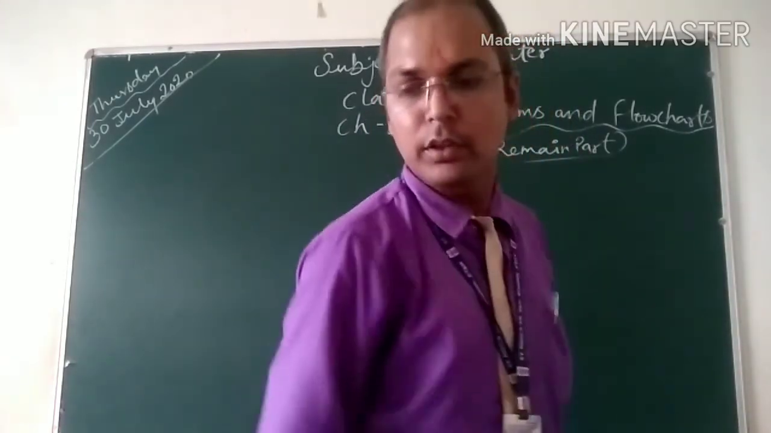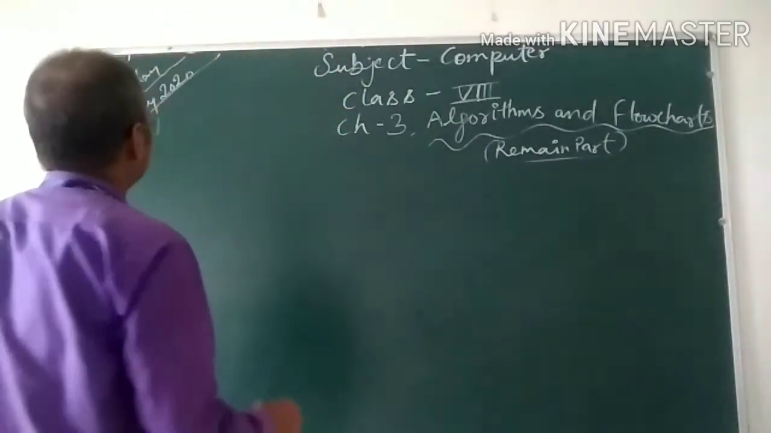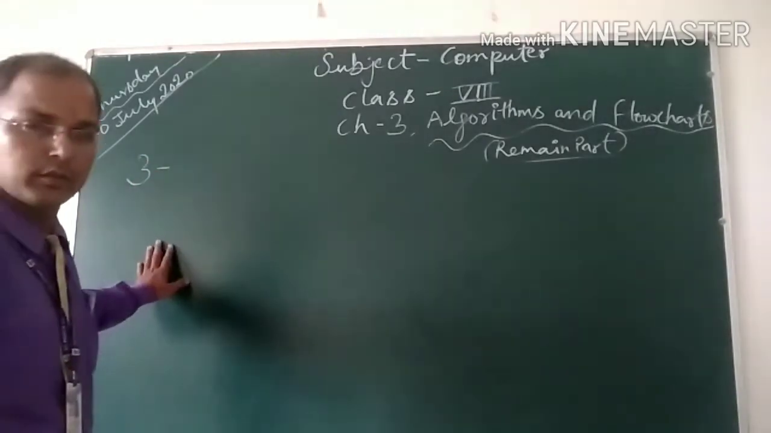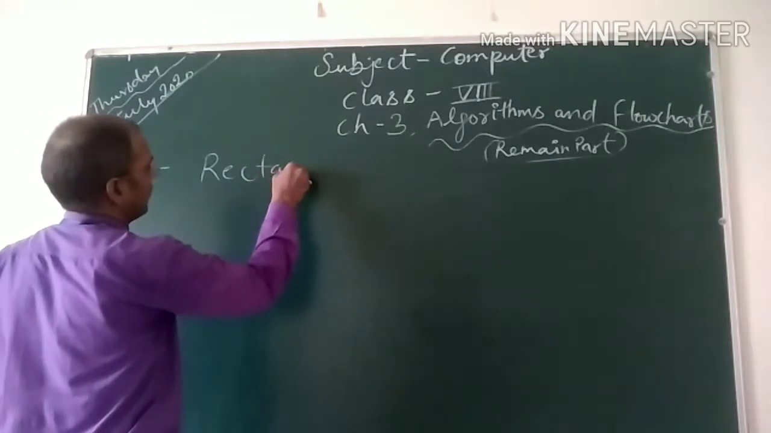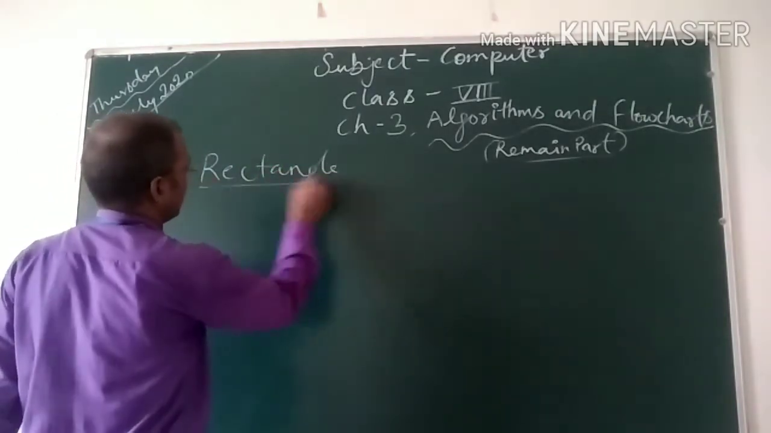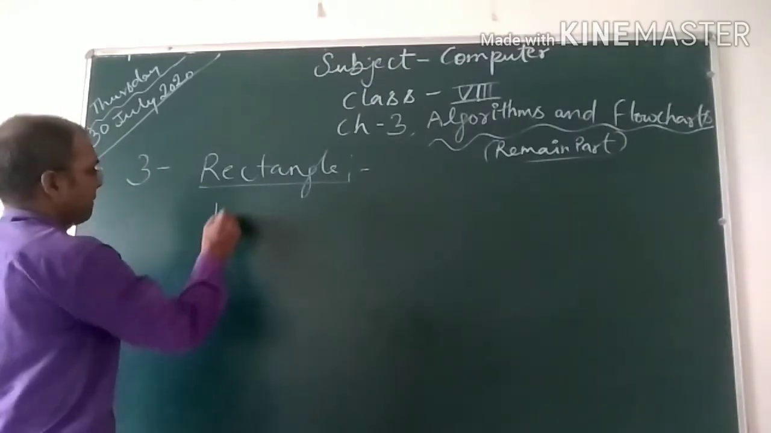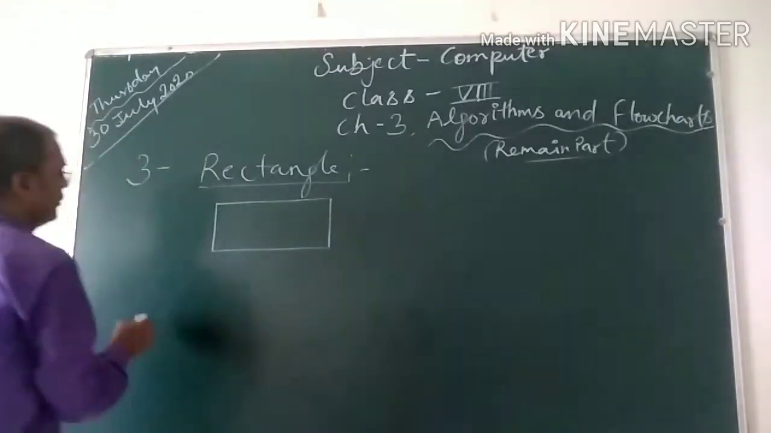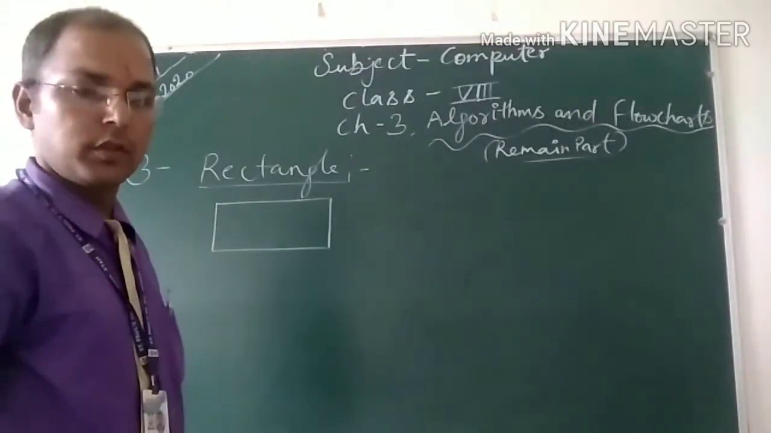Next symbols: number three, rectangle; number four, diamond.